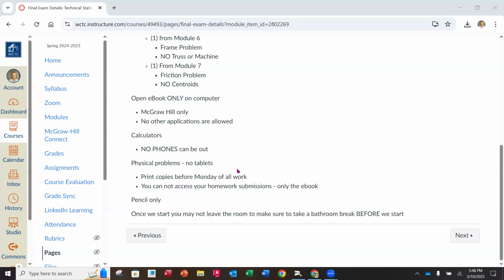Pencil only. And this was something too. Once you start the test and you come into the room, you may not leave the room. So I don't want people getting up and going to the bathroom, anything like that. That's off limits. We're taking an exam. So make sure that you use the restroom before you come. And have that business all taken care of.